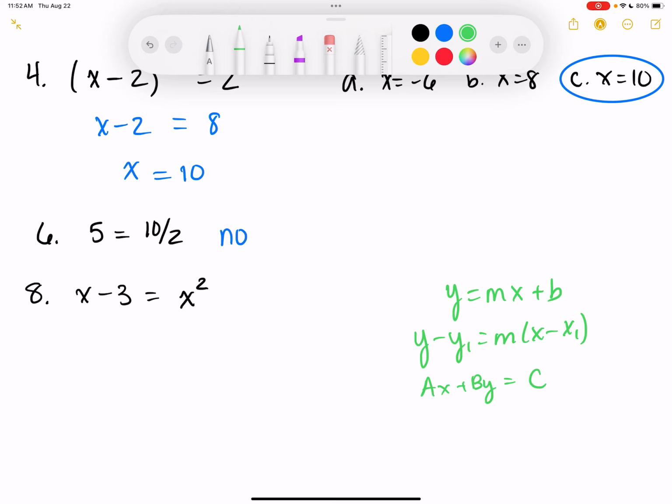This one has a squared term, which means it is, as Tristan was trying to say, a parabola. So is that a line? No. So it is not linear.